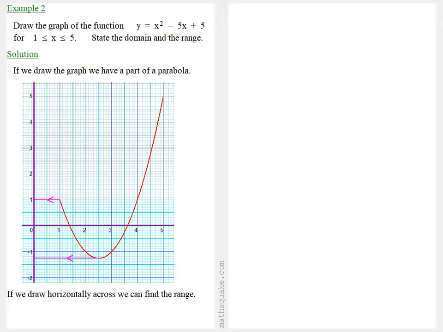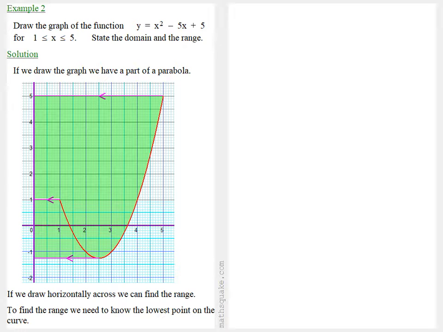If we go horizontally across from that, we can see that it shades the region from 1 down to just below -1, and then it shades from the point just below -1 up to the point 5. So the important thing we need to find out is what is the minimum point on the curve. Now we've got the curve y equals x squared minus 5x plus 5, and we need to complete the square. So we rewrite the equation with a large gap before the plus 5.